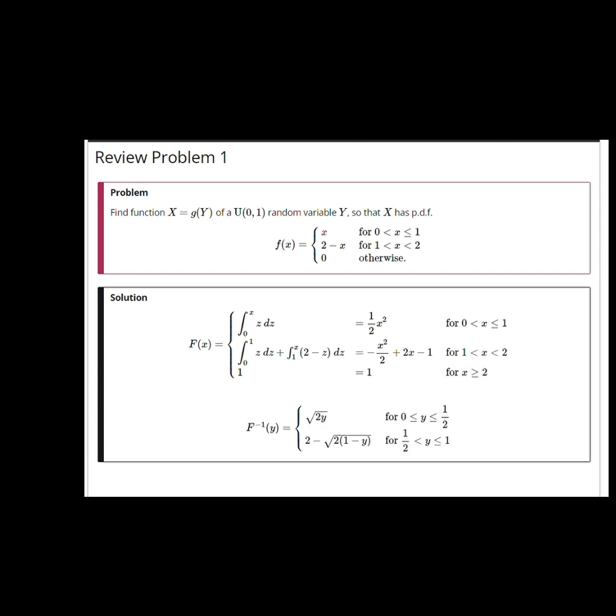Now, inverting such a function might seem like a bit of a difficult exercise, but again, you have to invert it differently depending on whether y is less than 1/2 or bigger than 1/2. I've written down the inverse here. And of course, the random variable that we're looking for is capital F inverse of capital Y, or g of y. It's the square root of 2 times y, when y is less than 1/2, and 2 minus the square root of 2 times the quantity 1 minus y, when y is between 1/2 and 1.